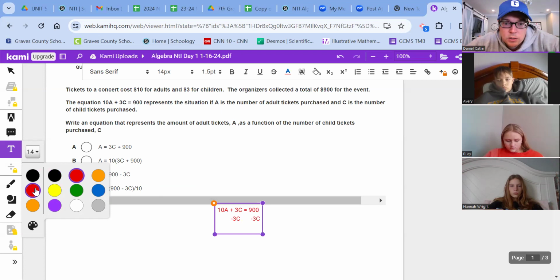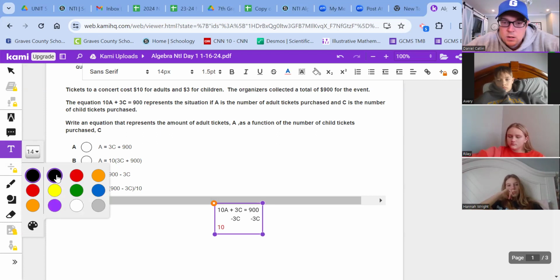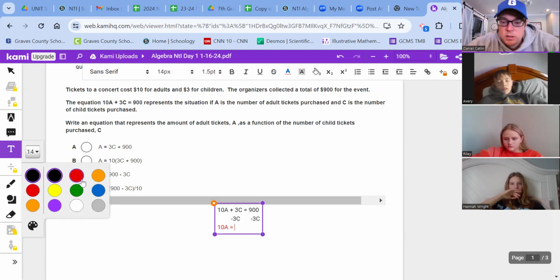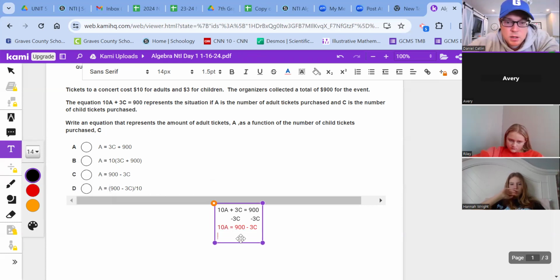And then what that would result in is 10A equals, and those 3C's cancel, 900 minus 3C. You can't combine those. You just literally write it as 900 minus 3C. And then your last step would be divide both sides by 10. I'm not going to type it all out because that takes too long. Everything on the right side gets divided by 10.